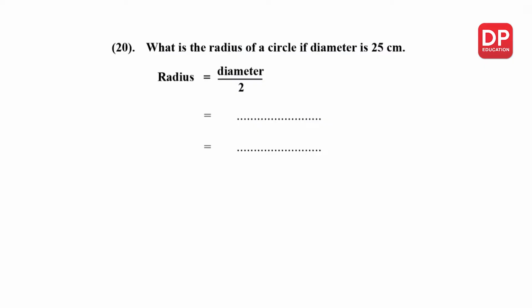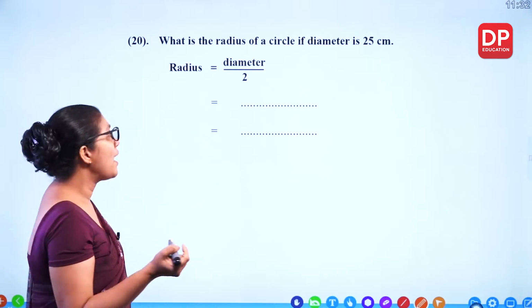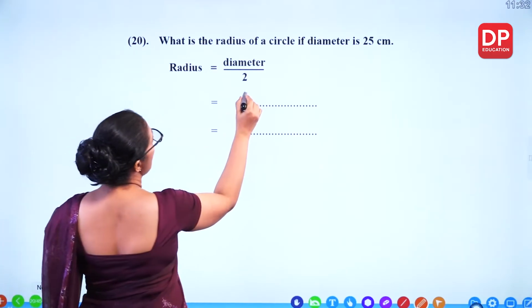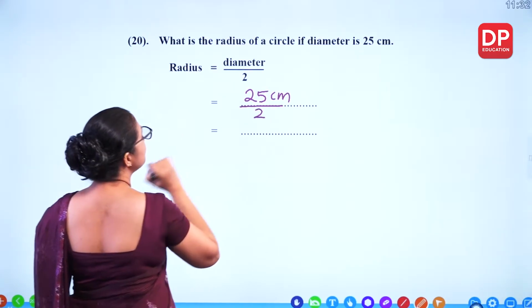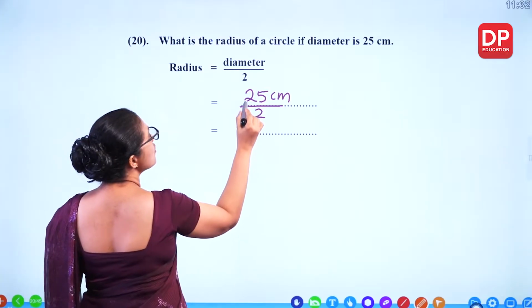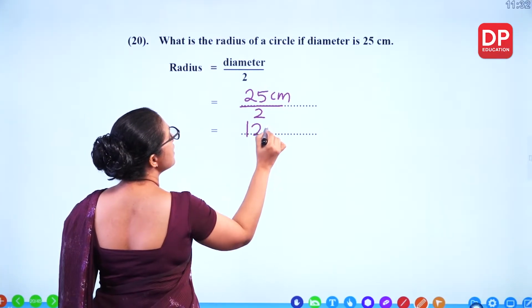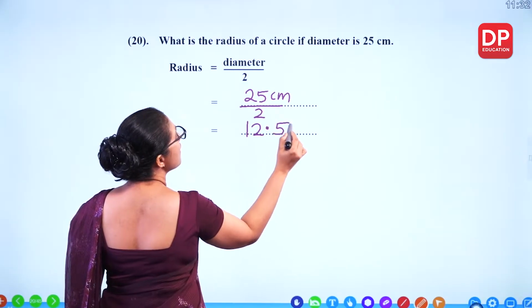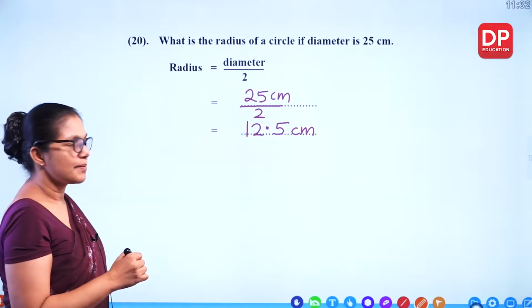What is the radius of a circle if diameter is 25? Other way around. So you have to divide this by 2. Diameter is 25. Divide by 2. 2 times 1, 2. 2 times 2, 4. For 10, that's 5. So 12.5 centimeters.